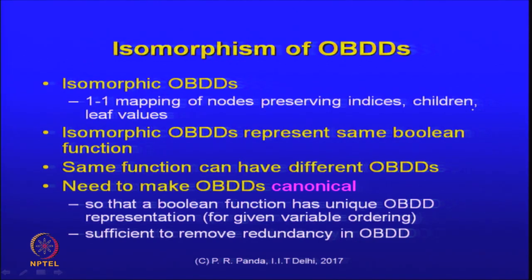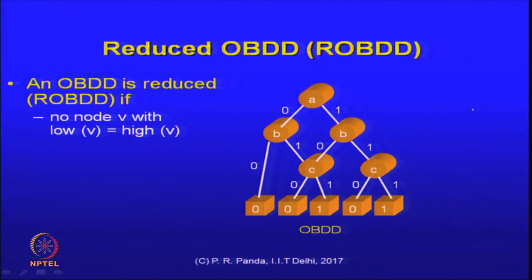There is some advantage of this canonical representation. It is that if it has this property, then a Boolean function has a unique OBDD representation for that given variable ordering. If variable ordering changes, then canonicity is still not guaranteed in these data structures. How do you make them canonical? This is an interesting exercise. If you remove redundancy in the OBDD, then we argue that you have a canonical representation. So, let us see what kind of redundancy could be there in an OBDD.